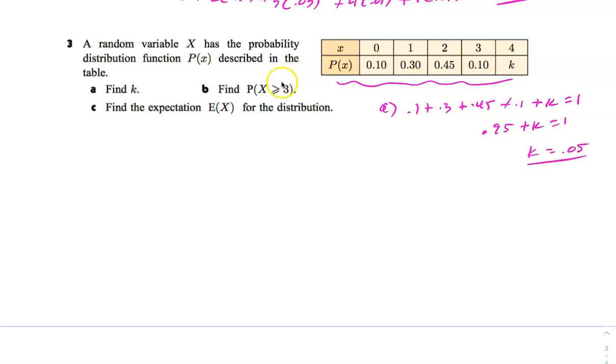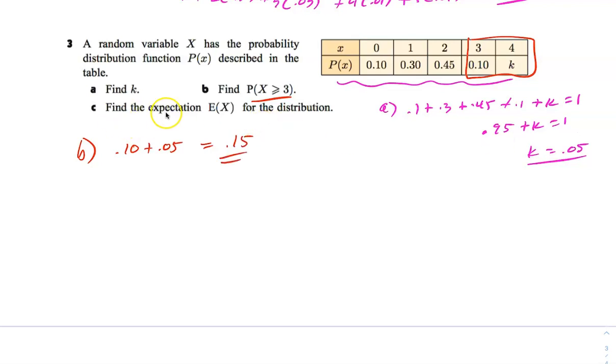Find the probability X is greater than 3. Very important here: it's X is greater than or equal to 3. So I'm using these two. If it just said greater than 3, I'd only be using the 4. But greater than or equal to 3 is these two. So for my B, I'm going to add up the probabilities: 0.10 plus K, which is now 0.05, and I get 0.15.